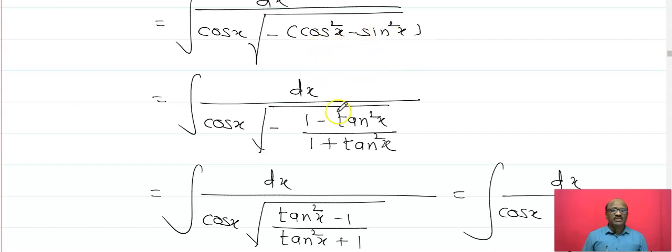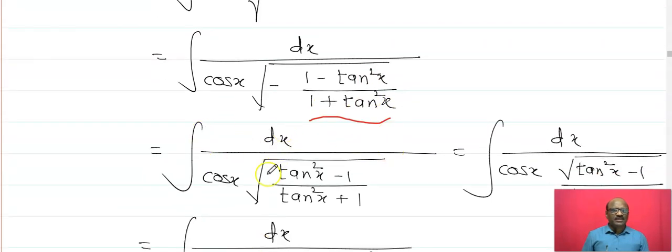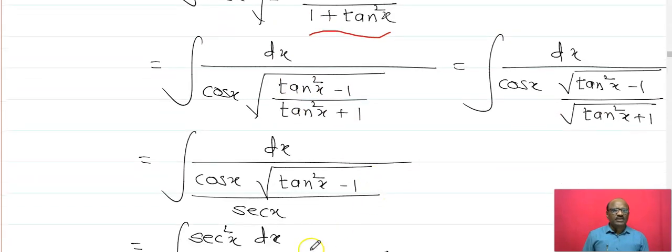Cos 2x can be written as 1 minus tan square x upon 1 plus tan square x. This is given again in 11th standard trigonometry, I think in chapter number 2 or 3. That is, cos 2x is 1 minus tan square x upon 1 plus tan square x. Therefore, the integral of dx upon cos x under root of, again if you simplify this, then you will get tan x minus 1 upon tan x plus 1. Okay. What about next?